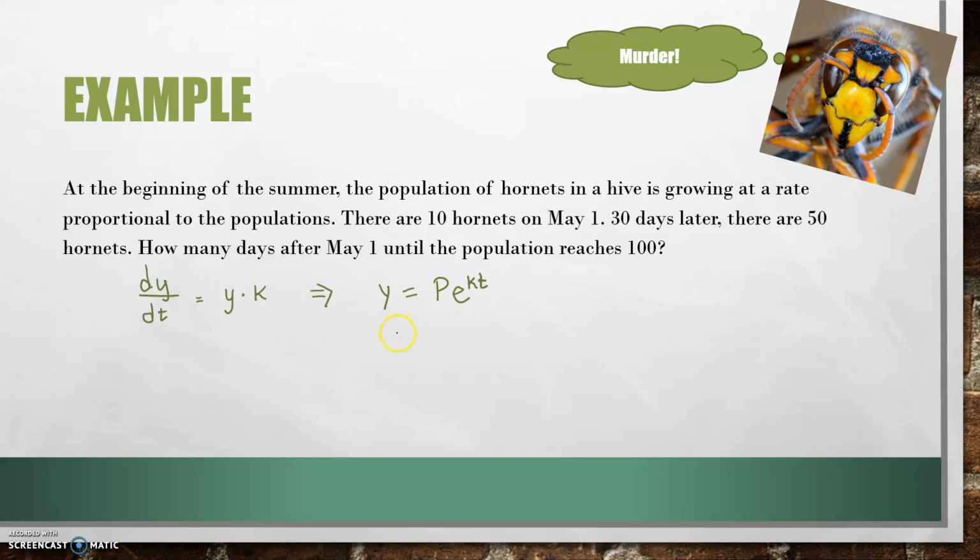And then we're going to make use of this information about May 1st. We're going to call May 1st t equals 0. And when t is equal to 0, we know that there are 10 hornets. So I'm going to fill that in. 10 is equal to P times e to the 0. e to the 0 is just 1, so that means that P is equal to 10. So now our equation is y equals 10 e to the kt.